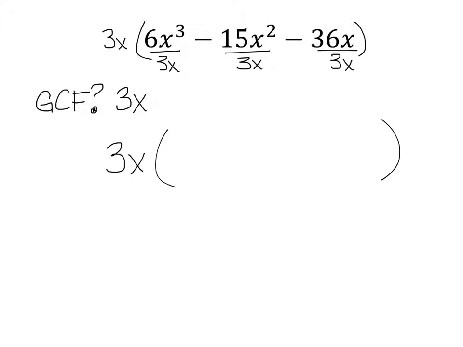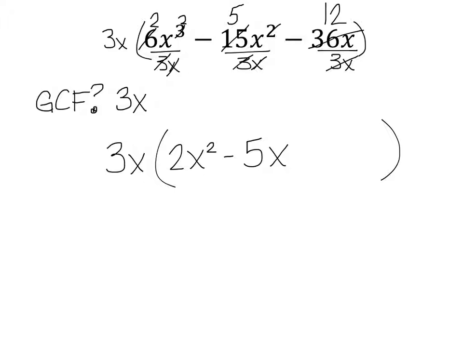So let's see, 6 divided by 3 is 2. X cubed divided by x is x squared. So 2x squared. 15 divided by 3 is 5. Cancel one of the x's from the top. So 5x. And what do we get for the last term? 36 divided by 3. 12. That's close.